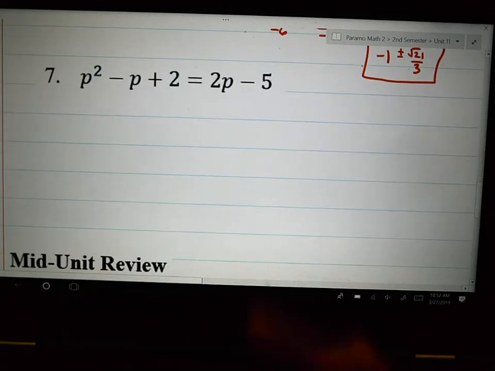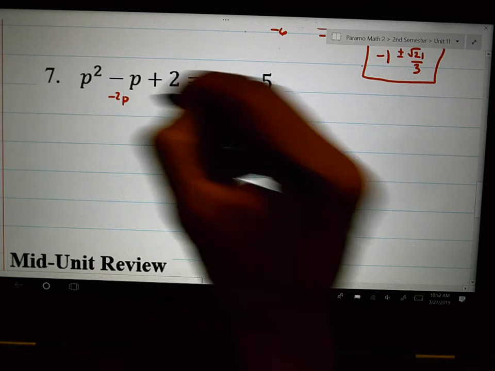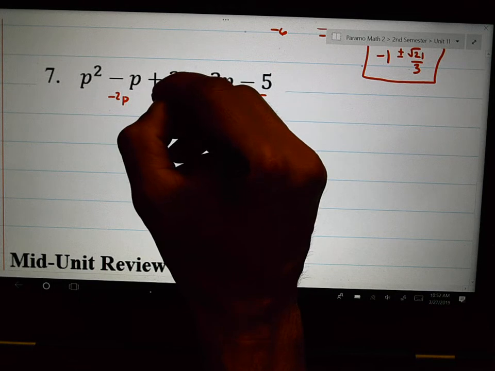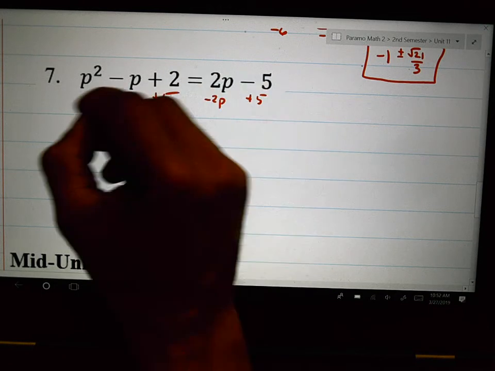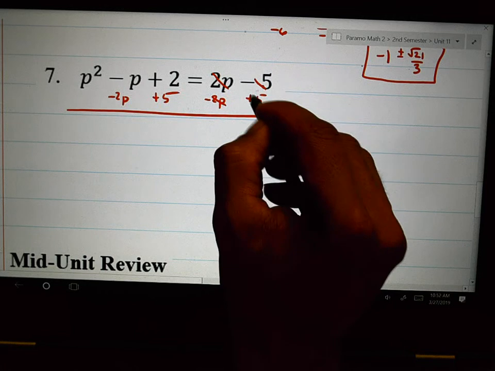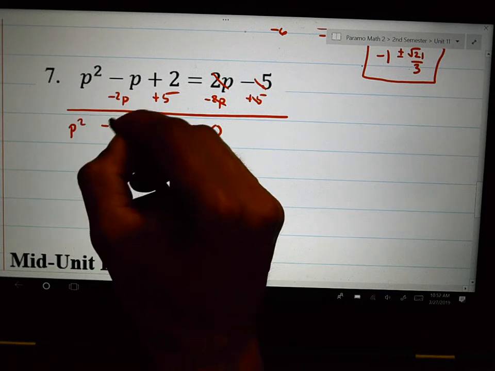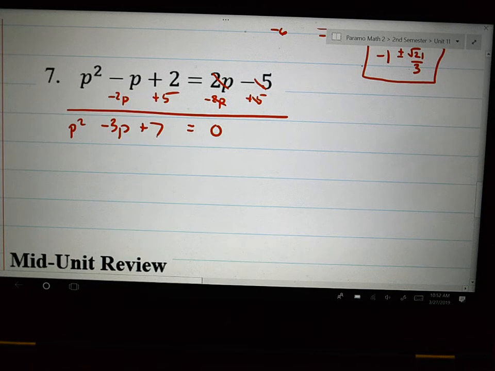So number 7, I subtract 2p. And I add 5, and I add 5. I'm going to do that at the same time. This makes 0. This makes 0. Over here, p squared minus 3p plus 7 equals 0.